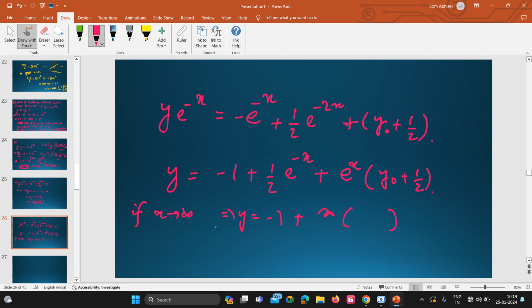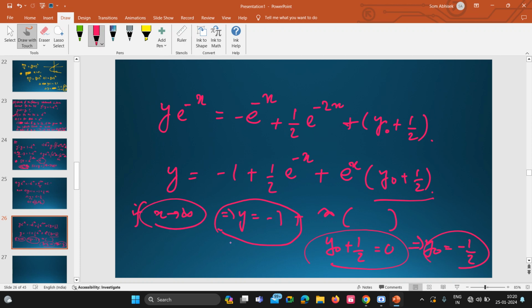So how will this term become finite? How will y become finite? If y naught plus 1 by 2 is 0, isn't it? Only then this term will become finite. So I can say if y naught is equal to minus 1 by 2, then y is finite.